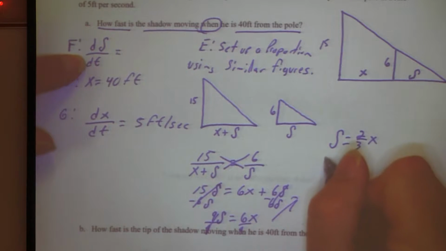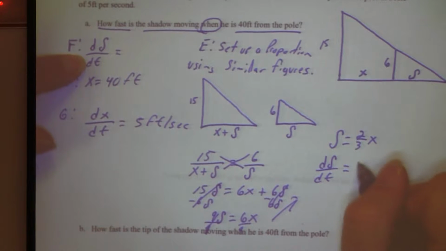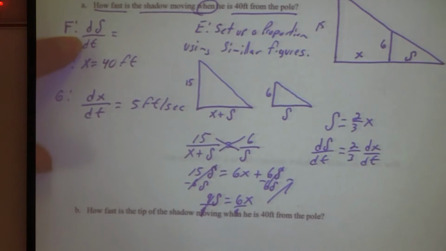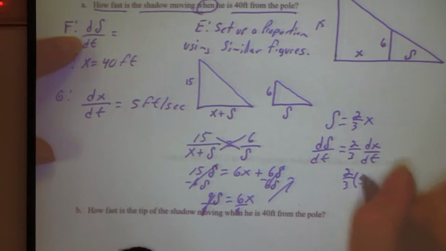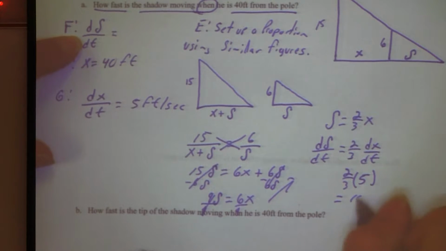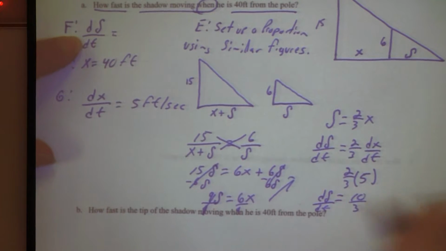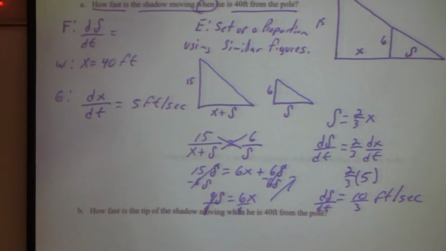Okay, so let's do it. Now we have to differentiate, right? So we'll get ds/dt is equal to 2/3 dx/dt, right? So that'll end up being 2/3 times what? 5. Now it's a 5. So 5 times 2 is what? 10 over 3. So it's just 10 over 3, and what will be my units? Feet per second.